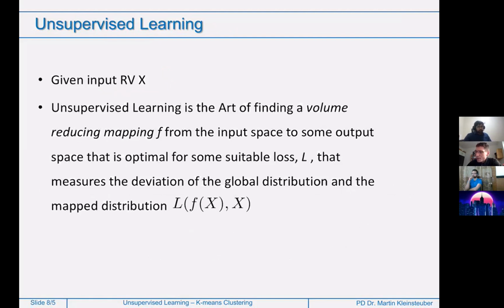So what we have is this unsupervised learning approach, where we have some input, and this is what I want to remain in your head whenever you look at an unsupervised learning method: what is behind it is the reduction of the volume of your input variables. It's an art of finding the reducing map from the input space to some output space that is optimal for some suitable loss, one that measures the deviation of the global distribution and the map distribution.